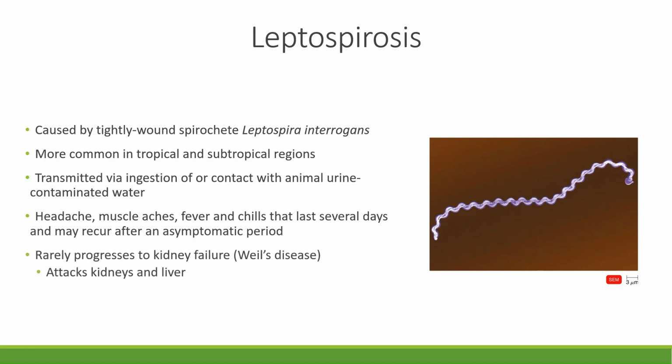Symptoms start with a headache, muscle aches, fever, and chills lasting a few days before easing. Some people feel fine for a bit, only to have some symptoms return later. However, in rare cases, the infection can worsen, and this leads to something called Weil's disease, where it attacks the kidney and liver, and can cause kidney failure, jaundice, and internal bleeding. While most recover without complications, severe cases will need hospitalization and/or antibiotics.